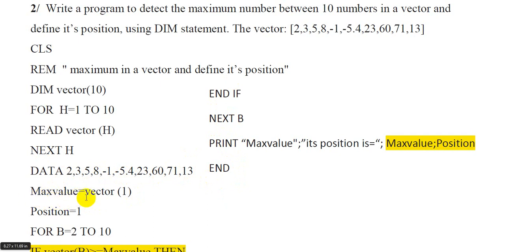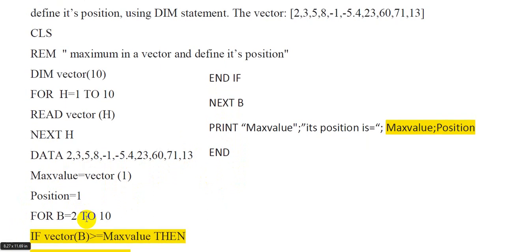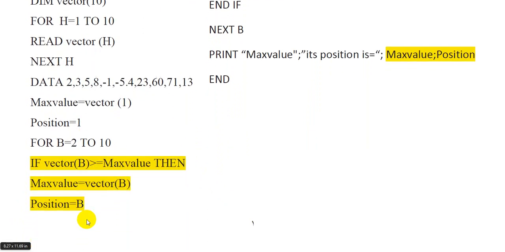The maximum value, or the max value, is set to vector 1. Begin with 1 and position 1 exactly here to identify the commencement of the vector path that we're going with. For b equal to 2 to 10, the set will move right to the subsequent step of the procedure, or the subsequent value in the vector set of 10, called vector b.